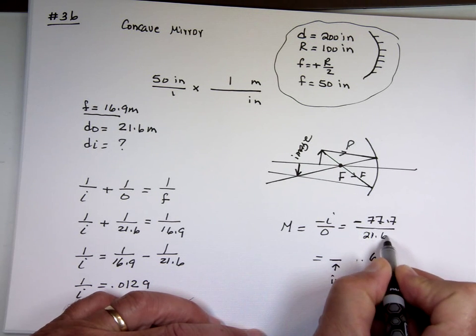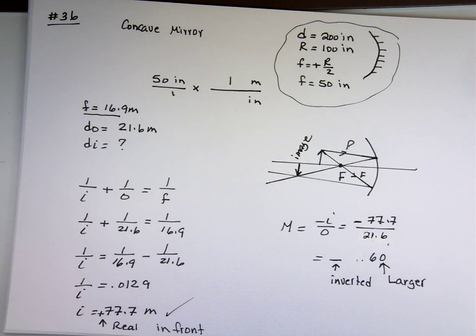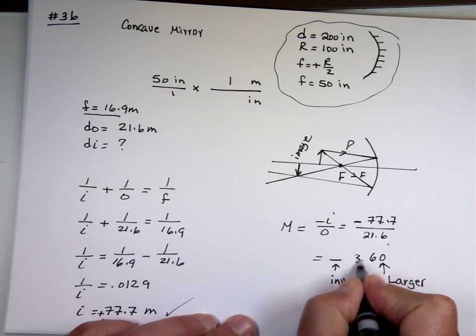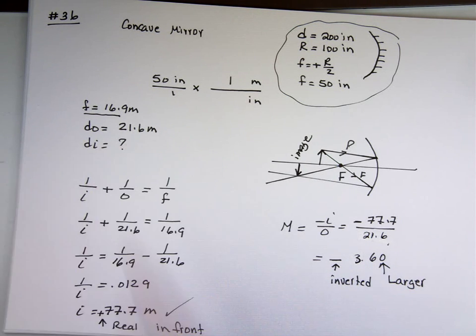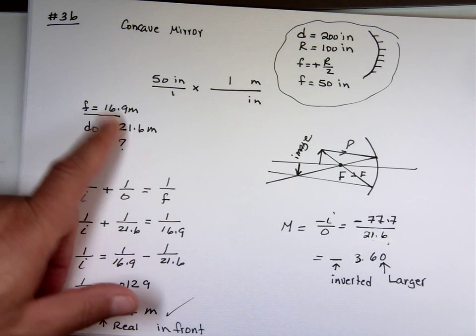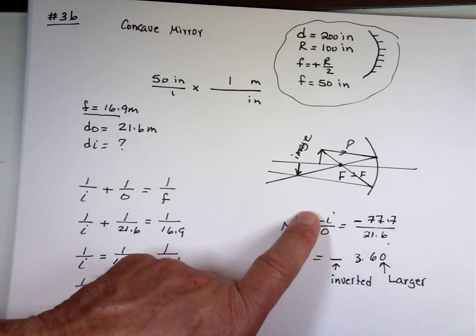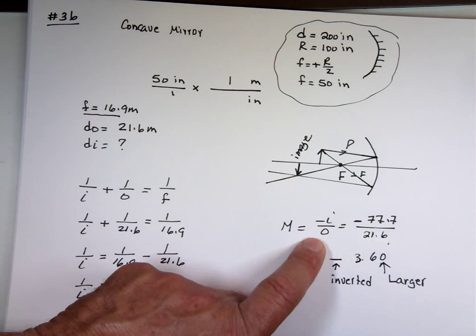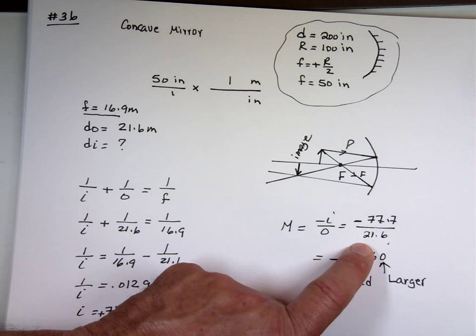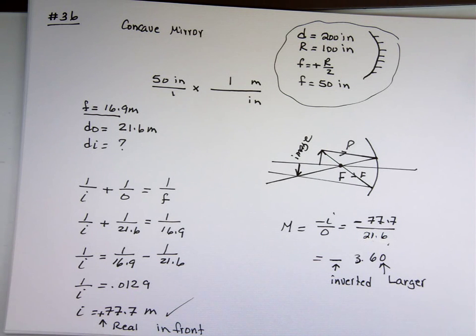Need to get off this medication stuff. 77.7 divided by 21.6, 3.60. Yep. The equation is correct. Just used the wrong number. For some reason, my eyes went to the focal point instead of the distance of the object. The equation is correct, the distance of the image over the object, but the object was not 16.9, it was 21.6. So that's 3.60.